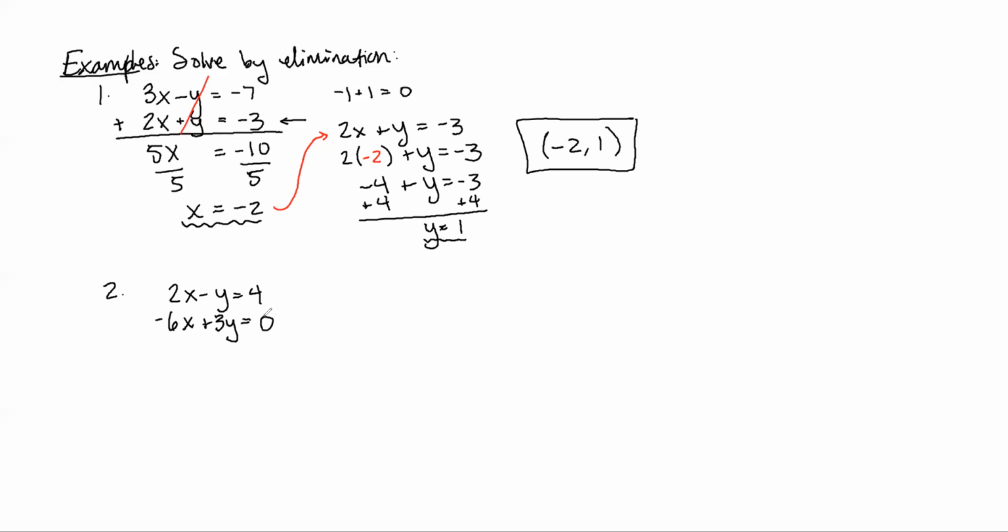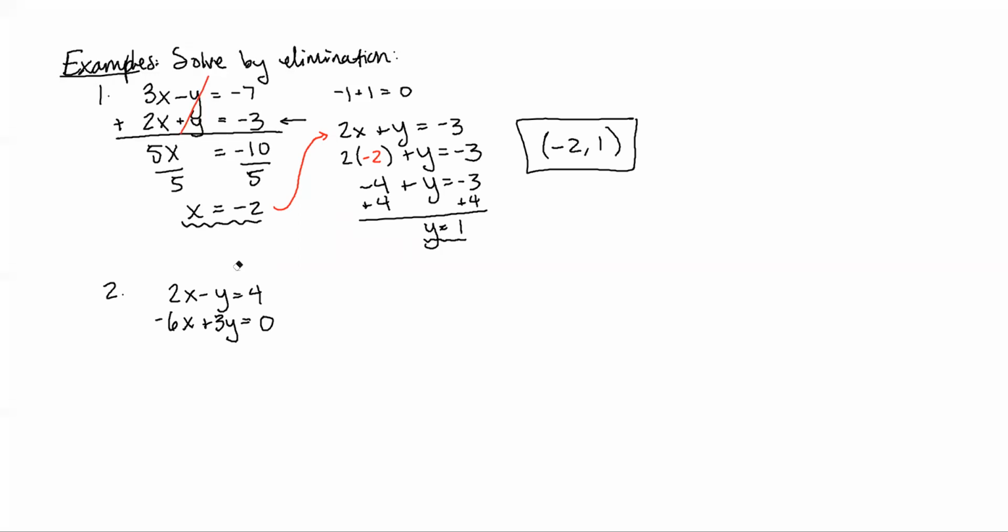So this is one where if we wanted to, we could solve it by substitution. We would want to solve for maybe the y in the first equation here, because the coefficient is just a -1. So we would have to change the sign, but it wouldn't be too bad. But we're going to solve this by elimination.